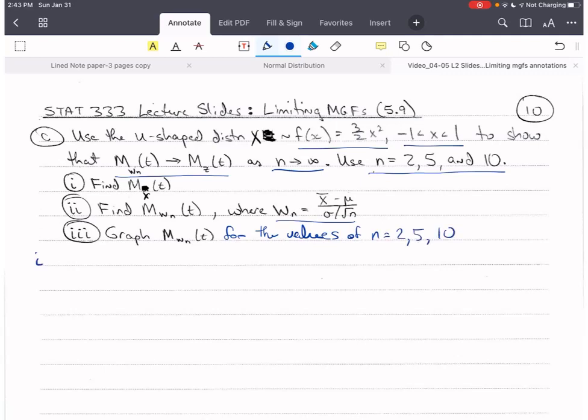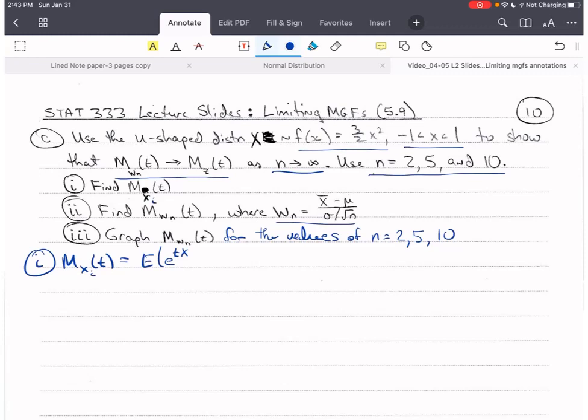So here, we want to find the moment generating function of x of t. Okay, and so this is going to be E of e to the tx, and we could say xi if we want here, so that we're consistent with the last time. So this is a continuous function, and we don't have the information for a U-shaped distribution. We're going to have to calculate it.